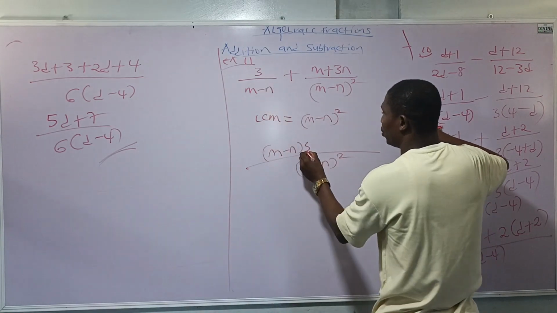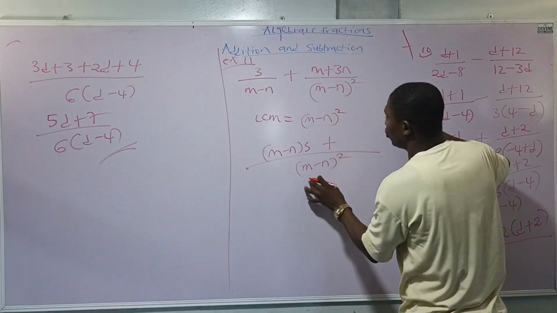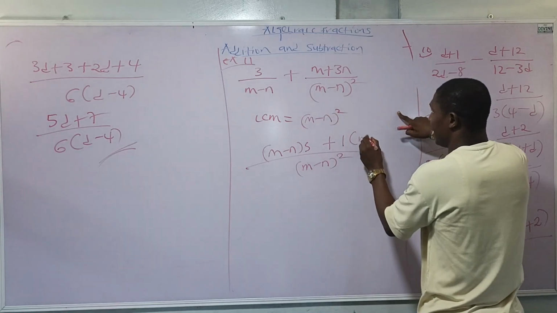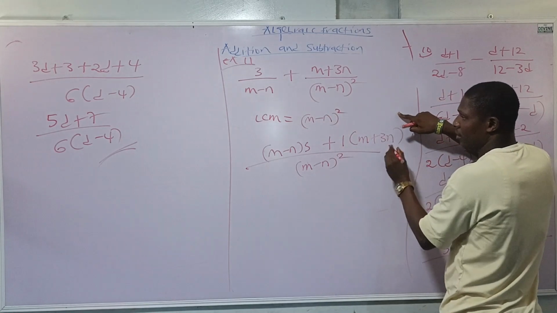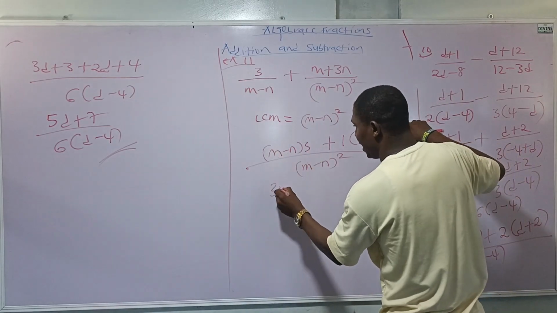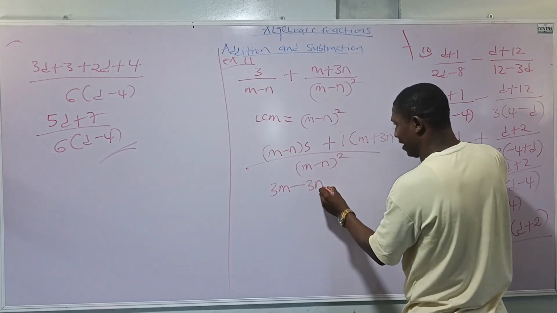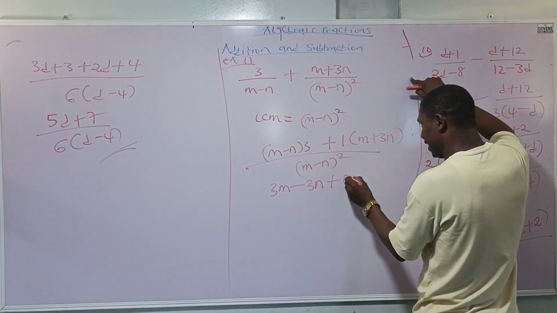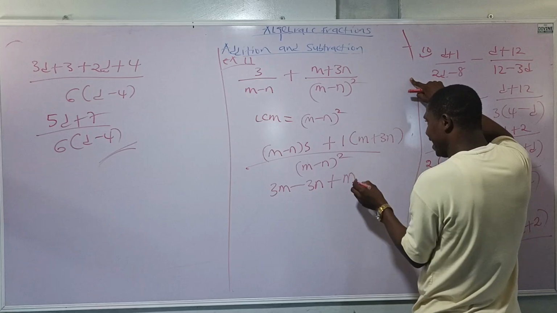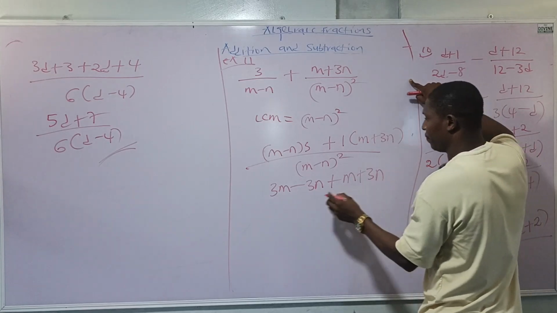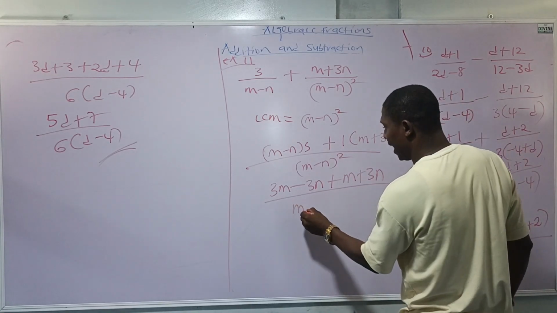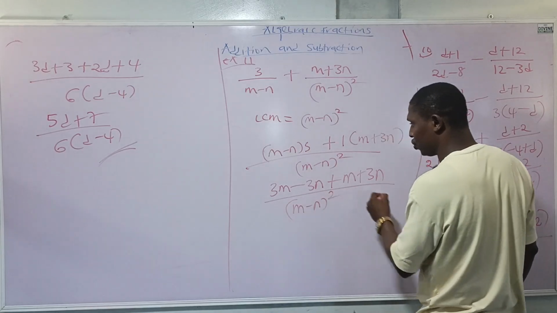And it will multiply 3. Plus, this cancels, this will give me 1 times (m plus 3n). 3 times m, 3m. 3 times minus n will give me minus 3n. Plus 1 times m is m. 1 times 3n is 3n, all over (m minus n) squared.